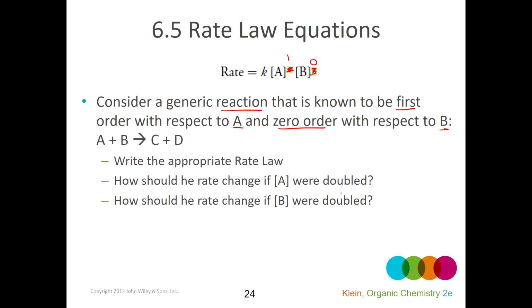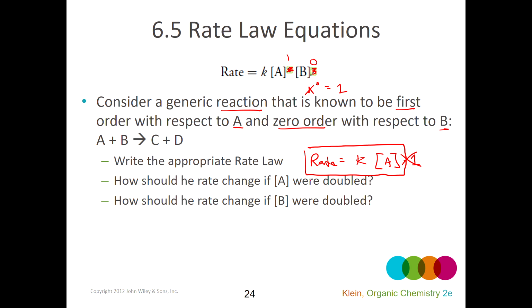So we want to write the rate law. It would be rate equals the rate constant times concentration of A. And any value to the 0th power equals 1. So I don't need to even put that here because I'm just multiplying by B to the 0th power, multiplying by 1. Multiplying anything by 1 doesn't change it, so I don't need that. So ultimately, the rate law expression could exclude one of my reactants if that reactant is 0 order.